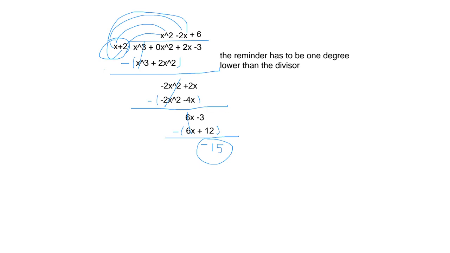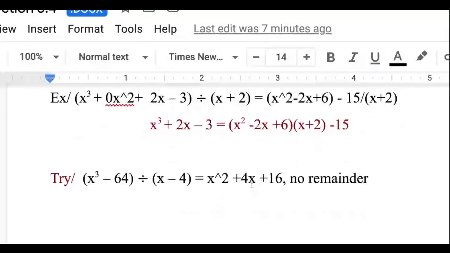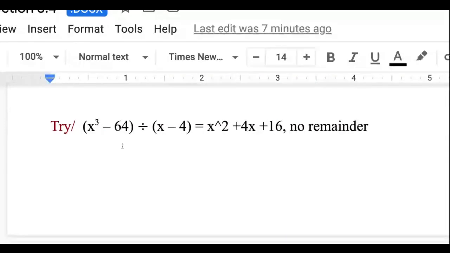Okay, let's go back to our notes. Same thing for this. You see this one is missing a square term, missing an x term. What do we do? We just add a 0 to take the spot, right? And this one, if we do it, there's no remainder. The remainder is 0.